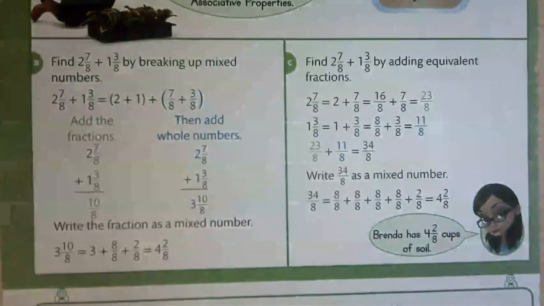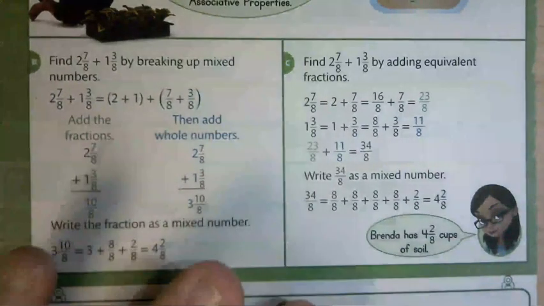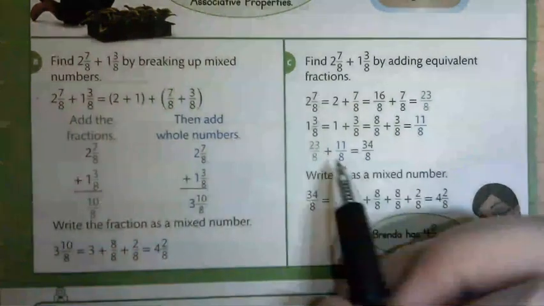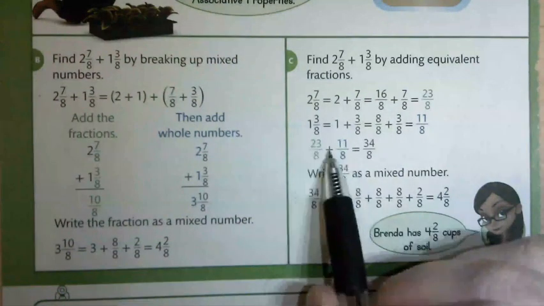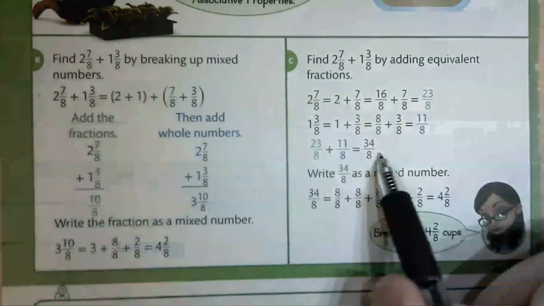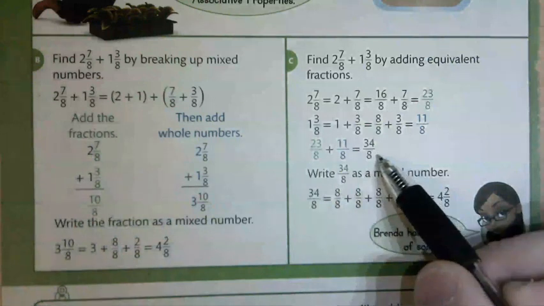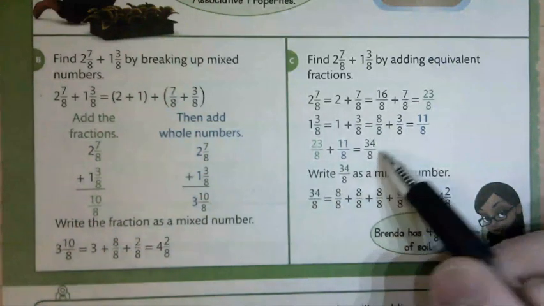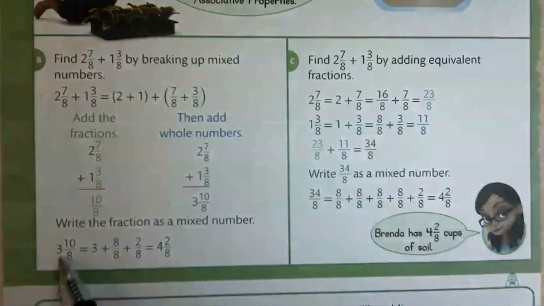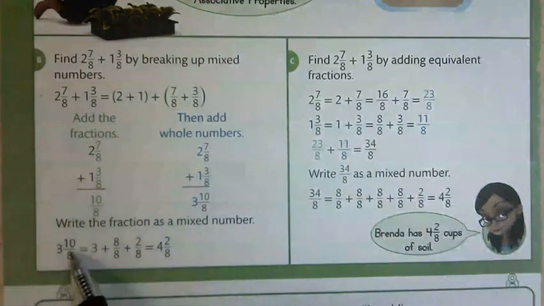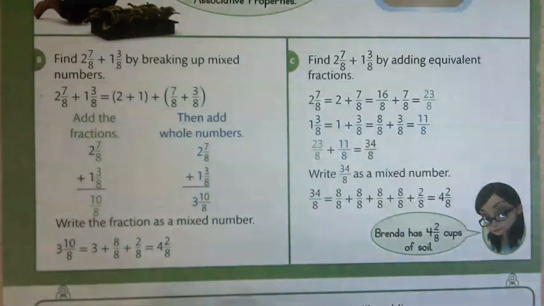So we've got 11/8. Now that I've done all of that, I can say, okay, well, I've got 23/8 plus 11/8. 23 plus 11 is 34/8. All right. That's my improper fraction. And what's crazy is 34/8 is equal to 3 and 10/8 over here. They're just written differently. All right.